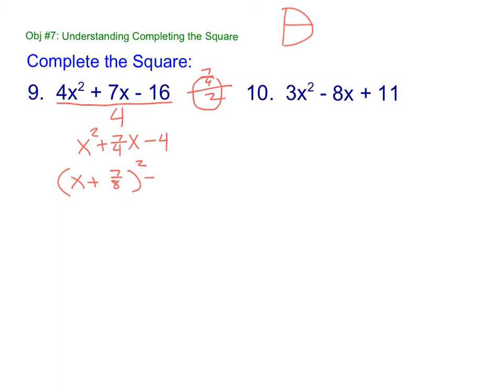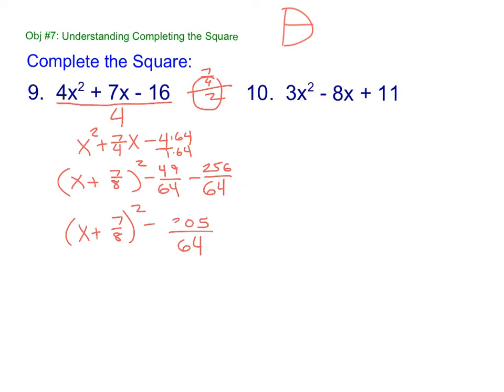Now we have to subtract it. So 7 over 8 squared is 49 over 64. And this is where things get tricky because I have that 4 over 1. So the common denominator is 64. So I have to do 4 times 64 to make that fraction, which is 256. And then combine those together. (x plus 7 over 8) squared minus, let's see, I haven't actually done these yet, so I'm adding that to 49, 305.